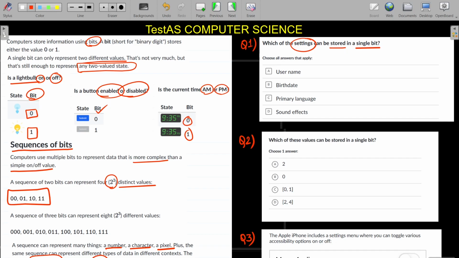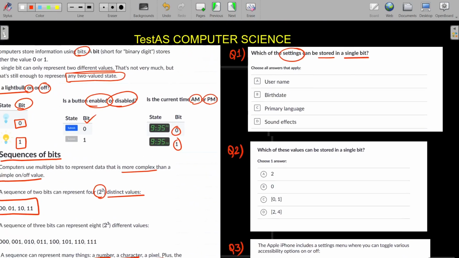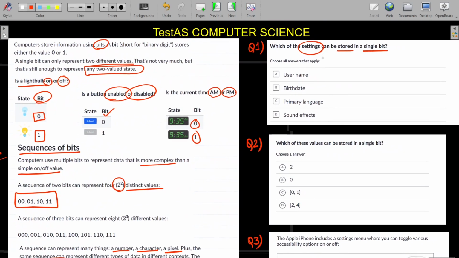Username, no. Username may have more than one character, right? And even a single character can have more than one bit, right? In the ASCII code, a single character can have more than one bit. For example, we see for the character C, it can be represented by a sequence of bits. So the username cannot be the answer for this question.